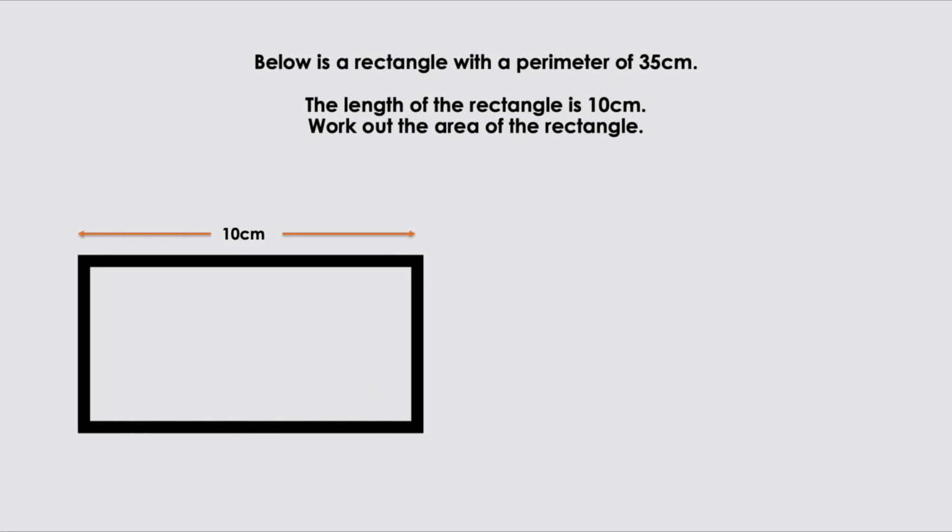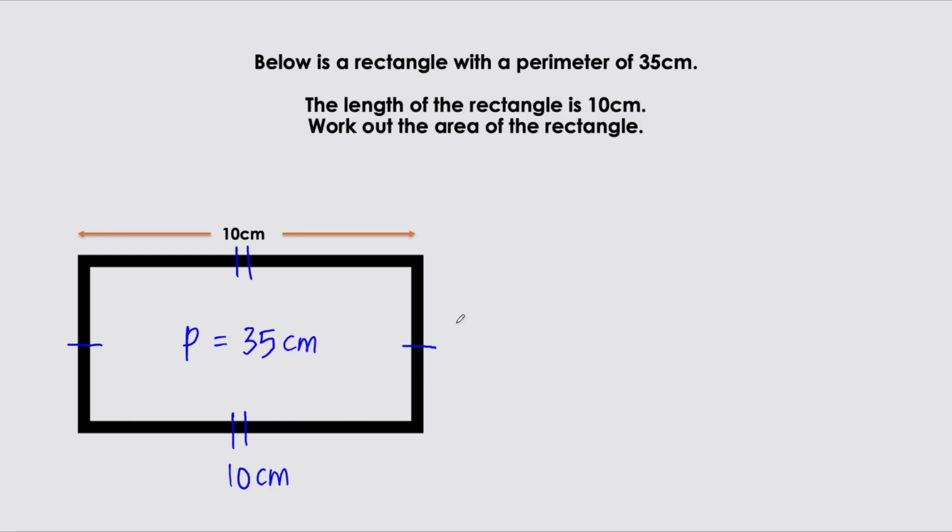So let's have a go at this question. Now we have a rectangle with a perimeter of 35 centimeters. The length of the rectangle is 10 centimeters. Work out the area of the rectangle. So with rectangles, first of all, we know that this side is the same as this side, so this is also going to be 10 centimeters. Okay? Now another property is that this side is equal to this side. And we know that the perimeter is 35 centimeters.